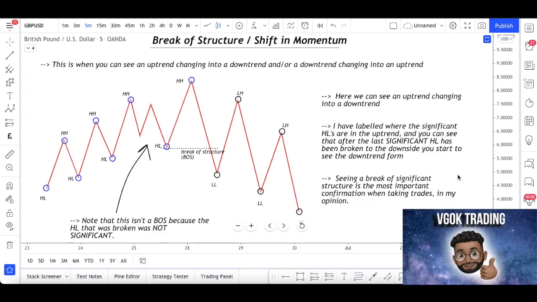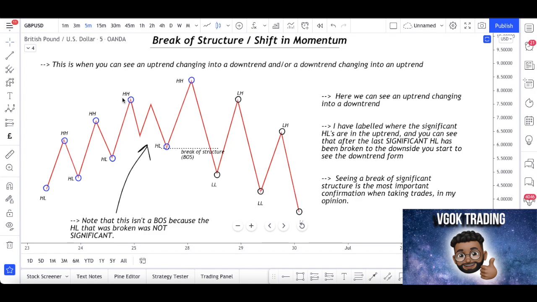Now, the next part of what I'm going to be going over in the market structure video is when we see a break of structure, also known as a shift in momentum. What we can see here is when the price is actually breaking structure. This is when you're going to be seeing an uptrend changing into a downtrend, or the other way around, a downtrend changing into an uptrend. So in this image, we can see a higher low, higher high, higher low, higher high uptrend happening, and I've labeled the uptrend with the blue circles. Then we can see where price actually breaks the structure over here, and then we can start to see the formation of this lower high, lower low downtrend.